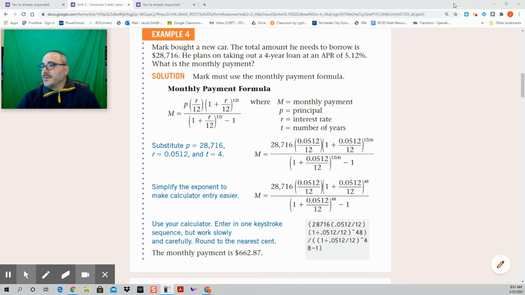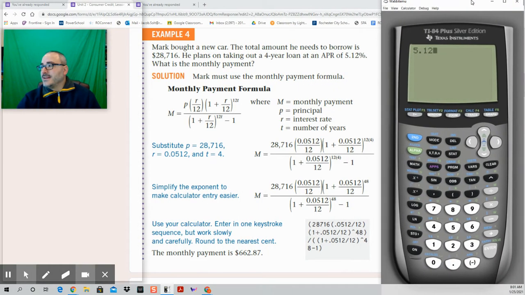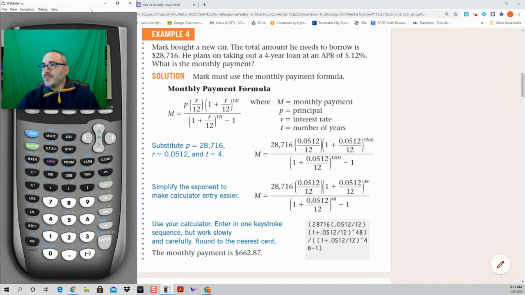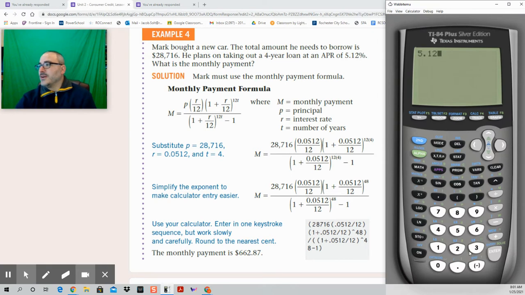5.12. Oh, my calculator's being funny. It wants to be super big. Come on, calculator. There we go. 5.12 divided by 100. I'm converting the percentage into a decimal by dividing by 100, and I get 0.0512. If I wanted to convert this back, I'd multiply it by 100. Multiplying by 100 undoes dividing by 100, and I get my same number back, 5.12. All right, very good.